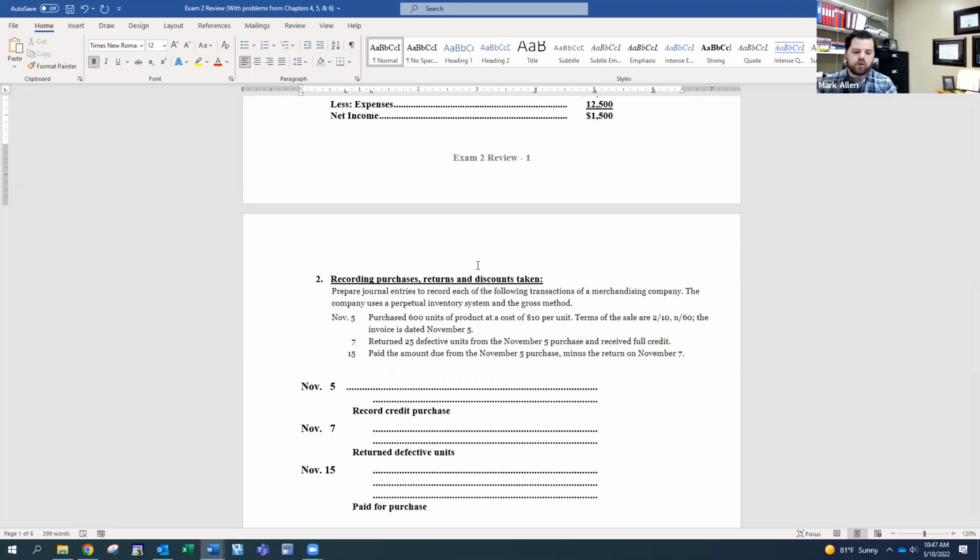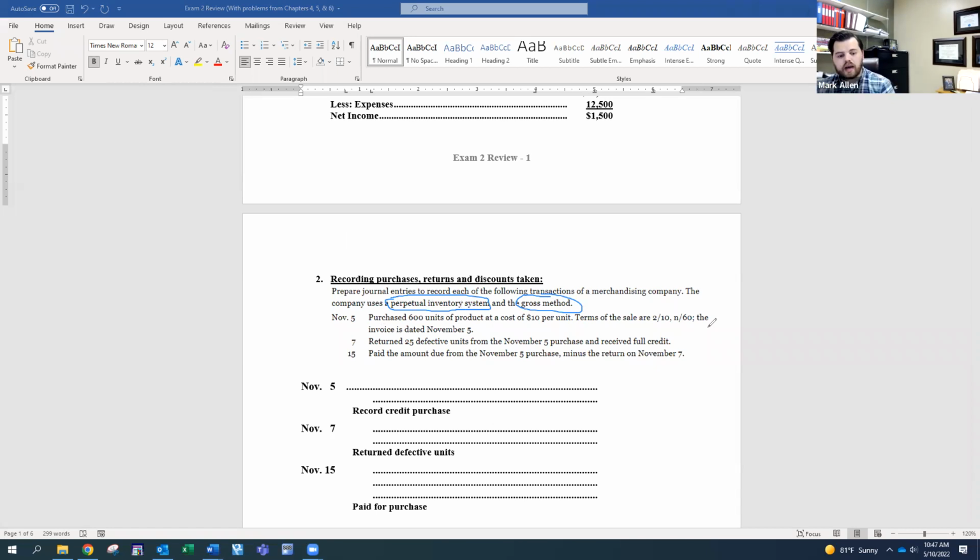All right. Moving on to our next problem, we're going to be looking at some journal entries springing out of some of the chapter 4 stuff that we're dealing with. And we're told here we need to prepare journal entries for each of the following transactions of a merchandising company. The company we are told uses the Perpetual inventory system. So we see that Perpetual inventory system and the gross method. Now, at least in the version of the book we're using when I'm recording this video, these are the only two things we're going to be using for journal entries, the Perpetual system and the gross method.